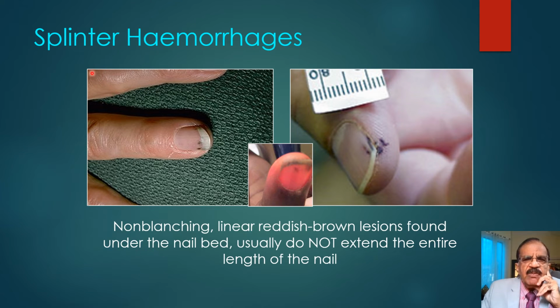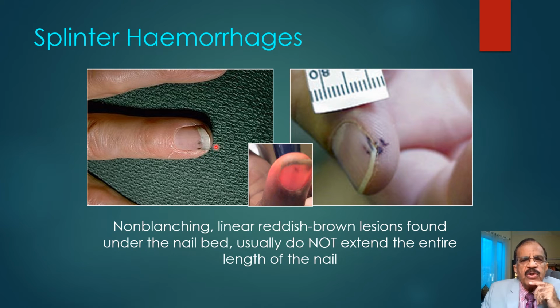Now these are splinter hemorrhages. Splinter hemorrhages are typically non-blanching. That means if we press on the nail, they would not change their shape, they would not disappear, because these actually represent actual blood outside the capillaries. And they are linear reddish-brown lesions.